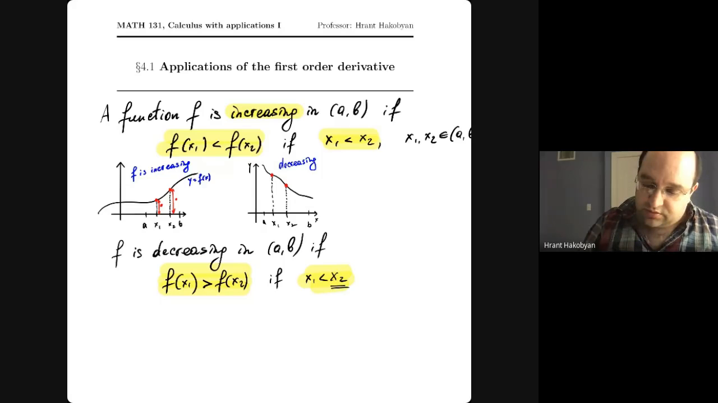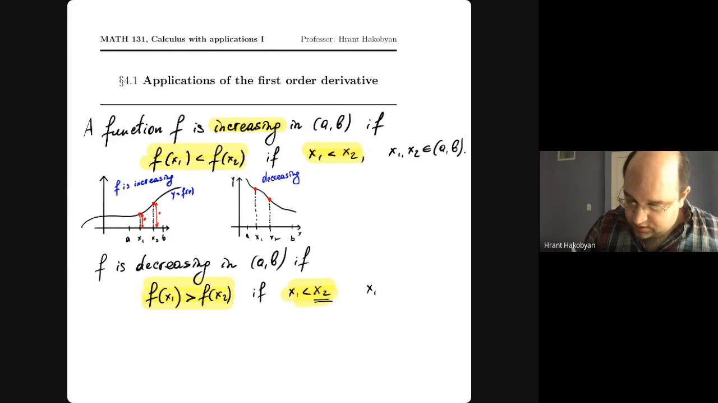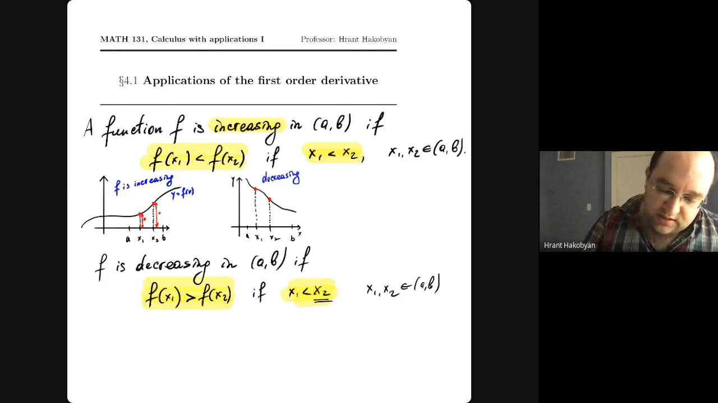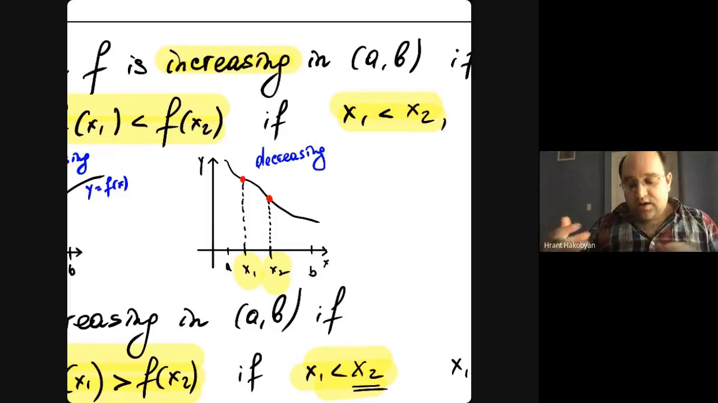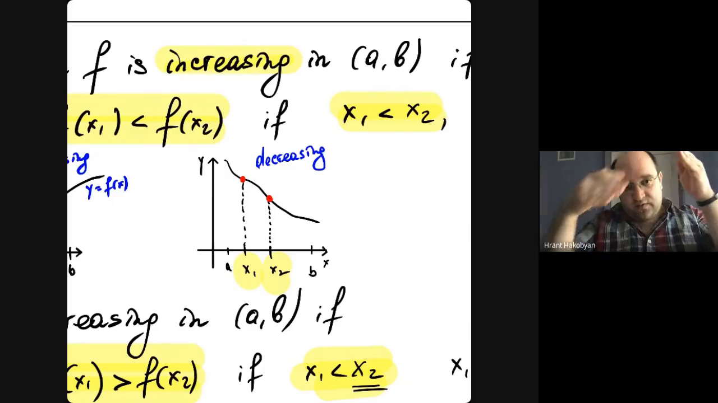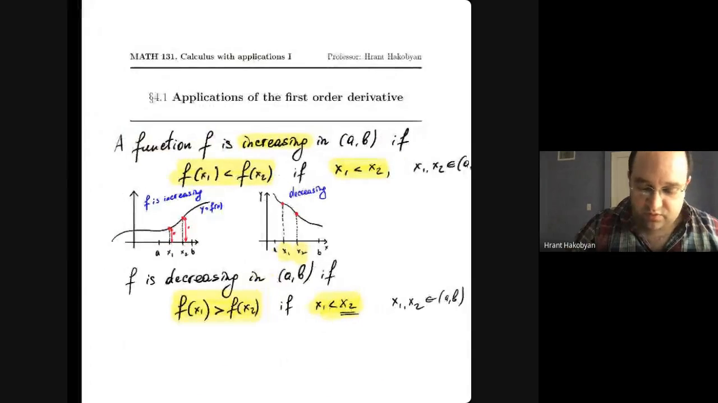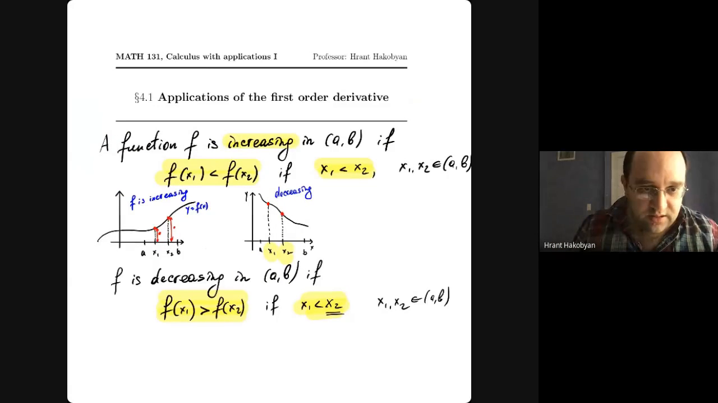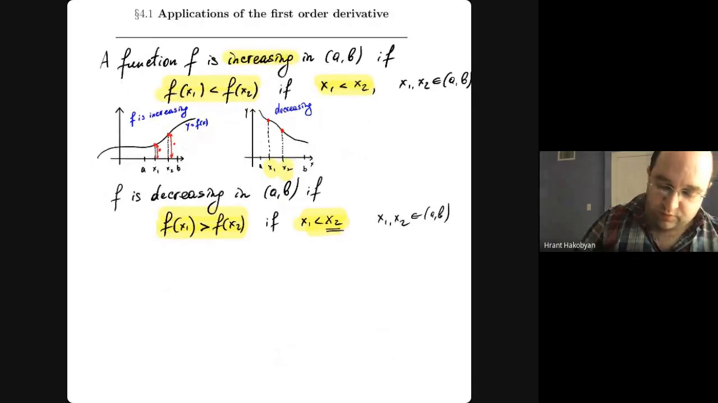And this has to be true for all x1s and x2s inside this interval here. So x1 and x2 belong to this interval AB, right? It doesn't matter which x1 and x2 I picked. As long as x2 happens later or is bigger than x1, then the function at the later point is smaller. So that would be an example of decreasing, okay? So that's the meaning of increasing and decreasing when you want to write it in terms of formulas.